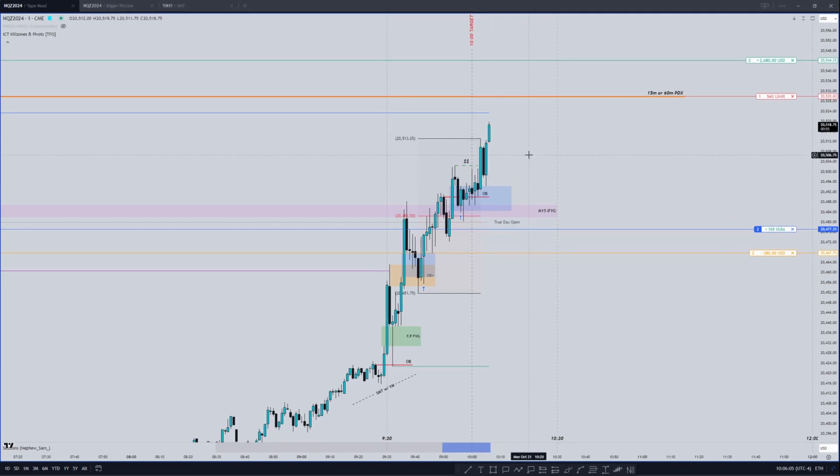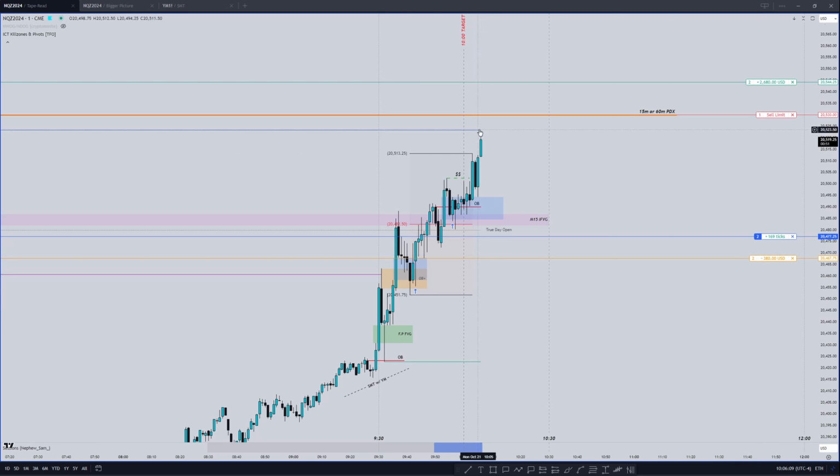Nice expansion up there. So I'm pretty confident that we're going to reach the draw. Asian session, like I said, we should smash through this. It's not going to stop there and reverse all the way back down. So at this point, moving stop to break even is reasonable. Above break even.